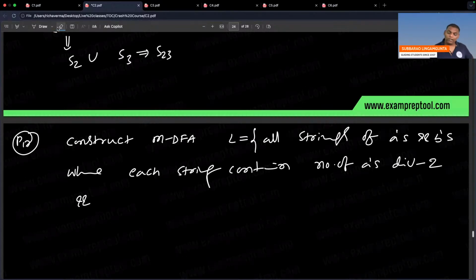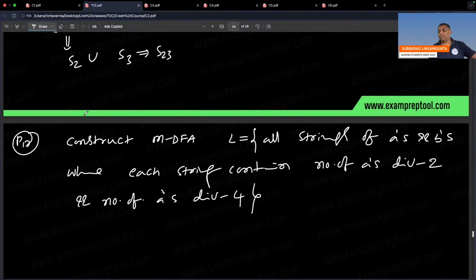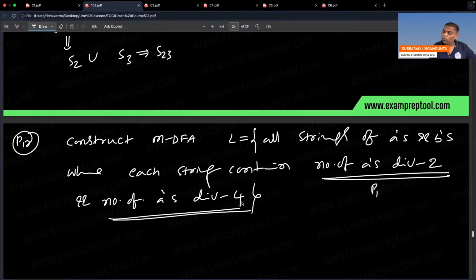And the number of A's divisible by 4. If you observe clearly, it is all strings of A's and B's, where each string contains a number of A's divisible by 2, that is one condition, maybe problem P1. Next, the number of A's divisible by 4.